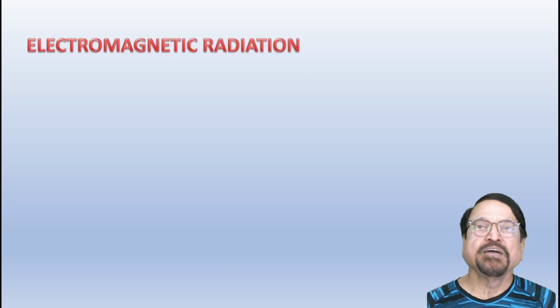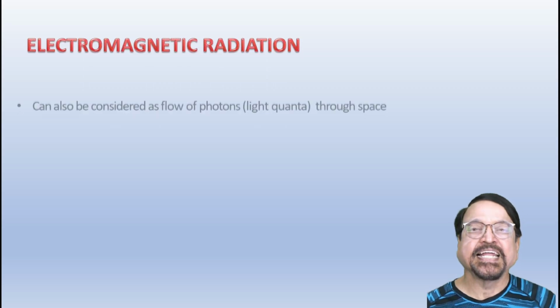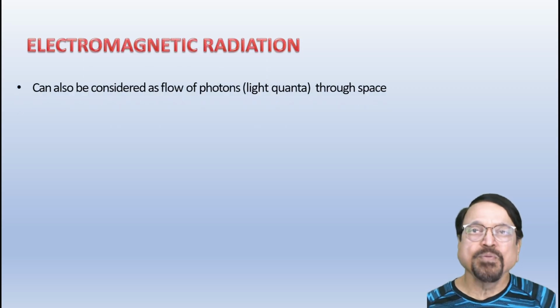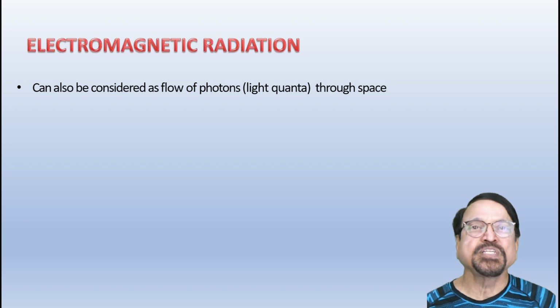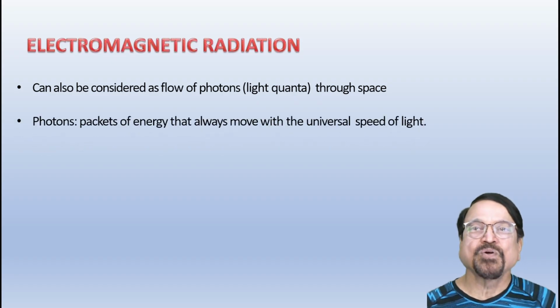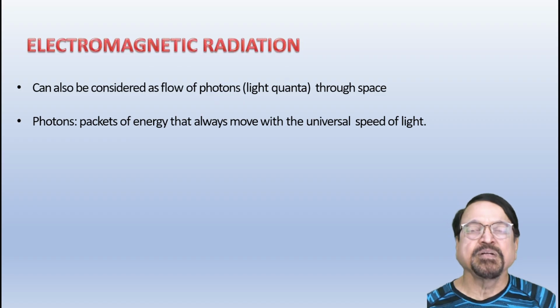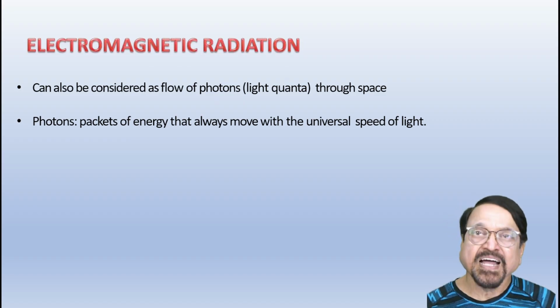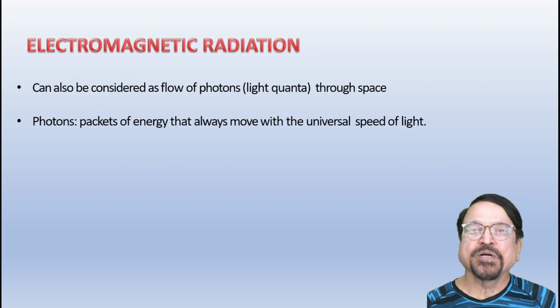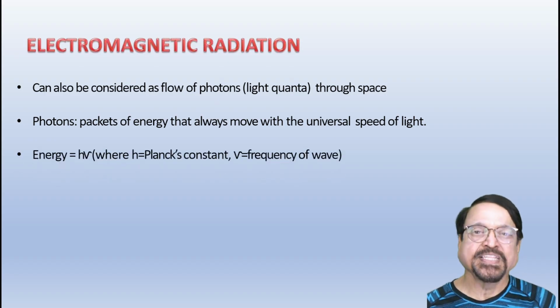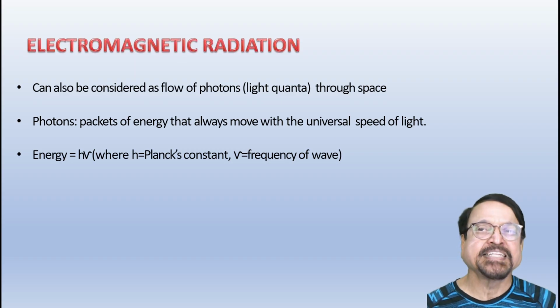So let's get going. First, what is electromagnetic radiation? It can also be considered as a flow of photons. What is a photon? A photon is a packet of energy or light quanta that moves through space. These energy packets always move with the universal speed of light, the same speed as that of light.